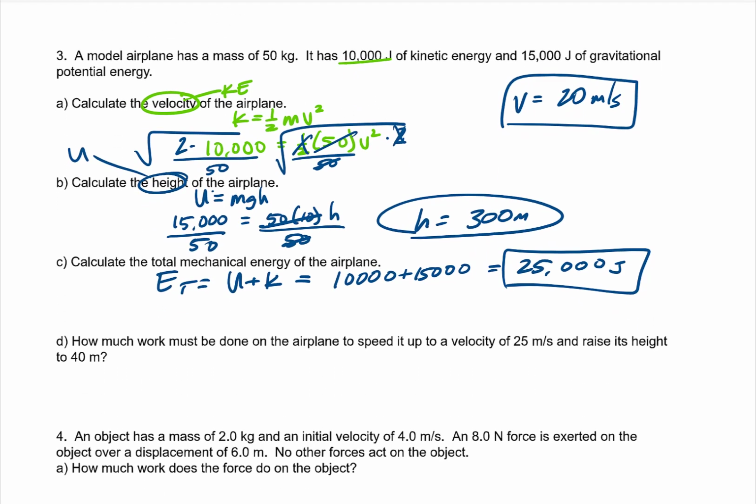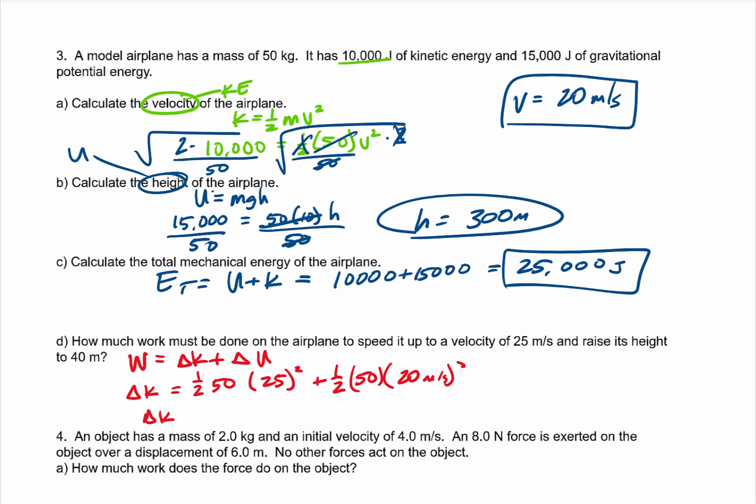How much work must be done to speed it up to a velocity of 25 meters per second and raise it to 40 meters? Okay, there's a lot going on here. My work is going to be the change in the kinetic energy plus the change in the potential energy. Let's do those one at a time. Change in kinetic energy is 1/2 the mass, 50, times the final velocity, 25 meters per second, squared, minus 1/2 the mass, 50, times the initial velocity of what we found, 20 meters per second, squared.